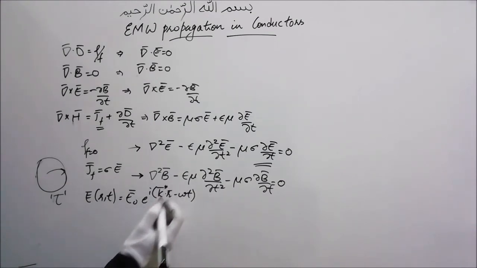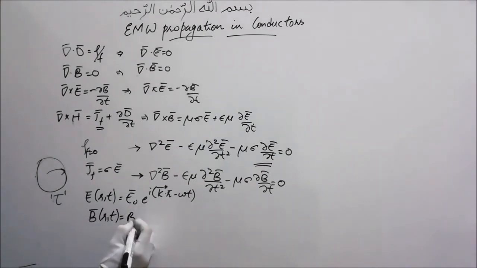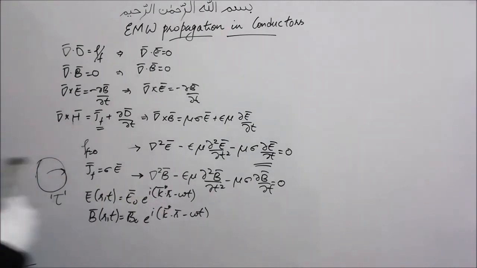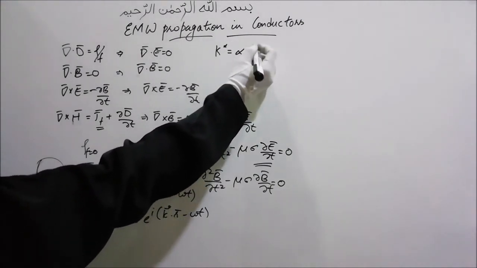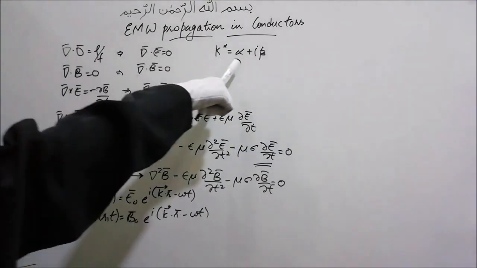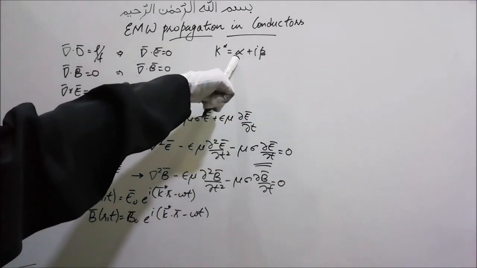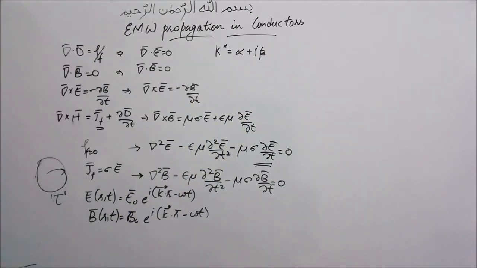But here we have K star, which is a complex quantity. Similarly, we have B bar of R, T is equal to B naught bar e raised to i K bar dot R bar minus omega T, which is again a complex quantity. So this K star is the complex wave vector, and it can be written as alpha plus i beta. Alpha is the propagation term and beta is the attenuation term: alpha gives us the information about the propagation of the wave, and beta results in the attenuation of the wave.